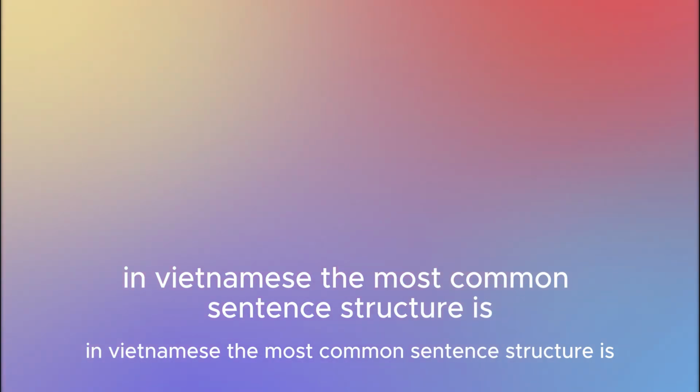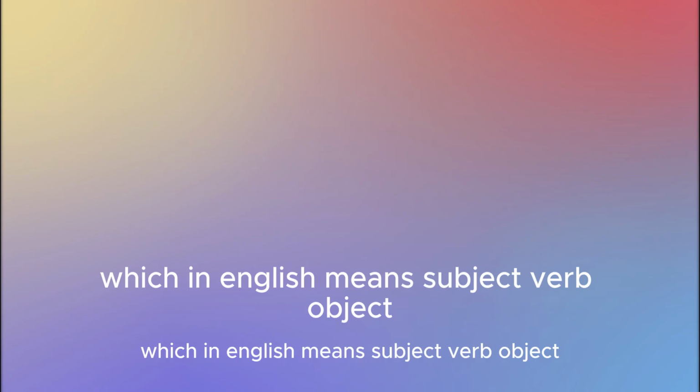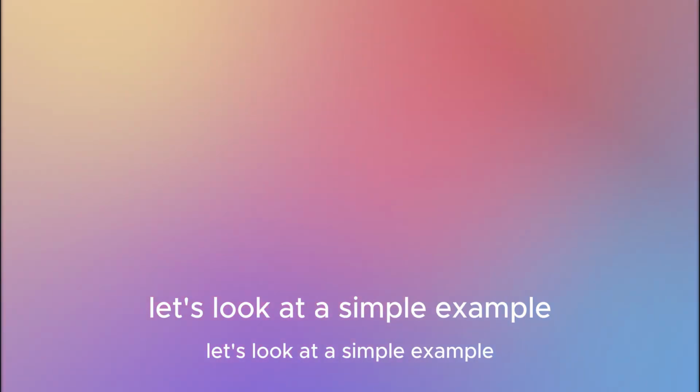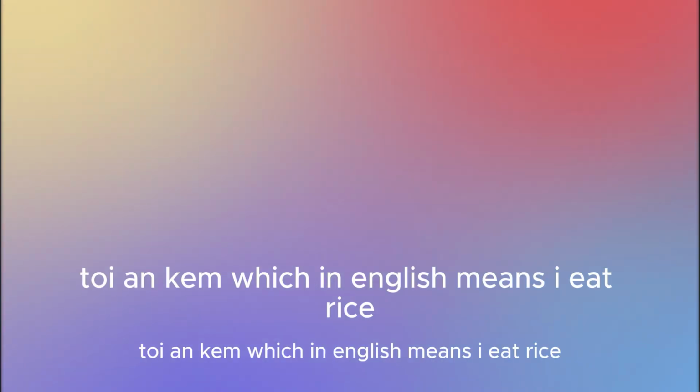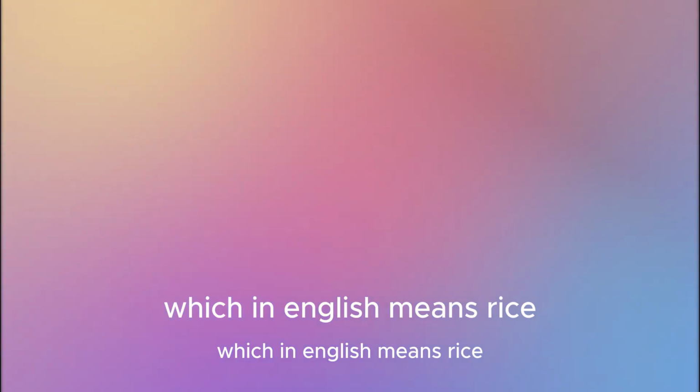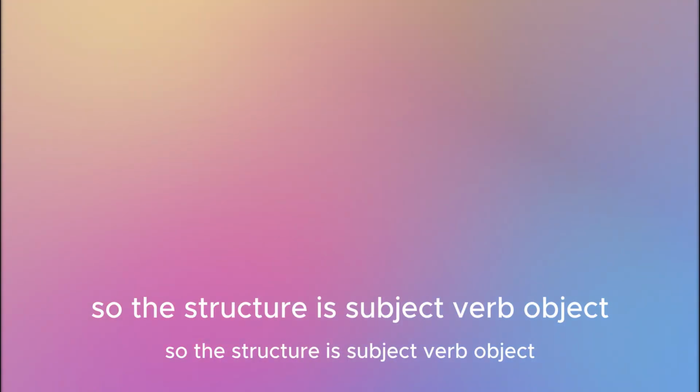In Vietnamese, the most common sentence structure is chủ ngữ, động từ, tân ngữ, which in English means subject, verb, object. This is very similar to English. Let's look at a simple example. Tôi ăn cơm, which in English means I eat rice. Break it down. Tôi, which in English means I, ăn, which in English means eat, cơm, which in English means rice. So the structure is subject, verb, object.